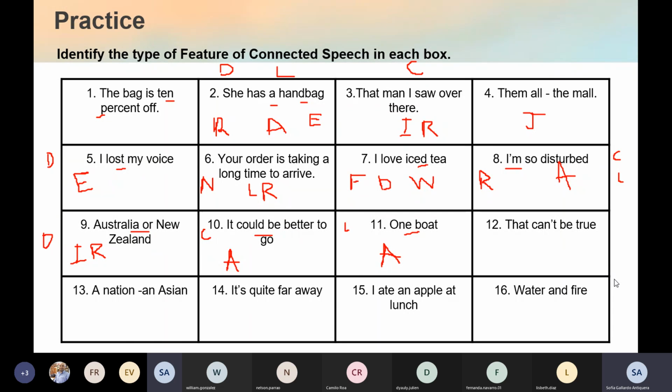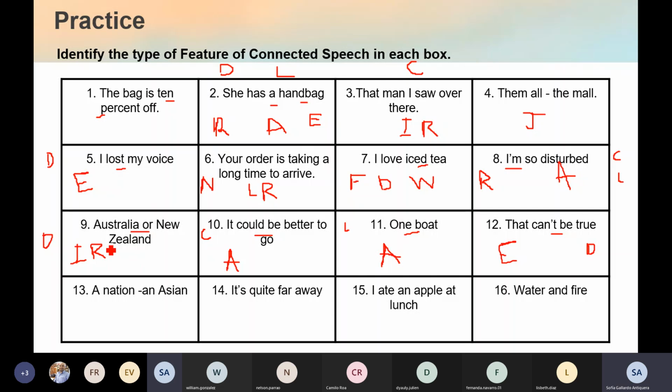Now, 12. Elision. Miss, that was fast. Yes, that is what I was thinking about. Yes. So, Jolie, you got this one. Elision. Yes, great. That can be true. Yes. Perfect. The following one, 13.